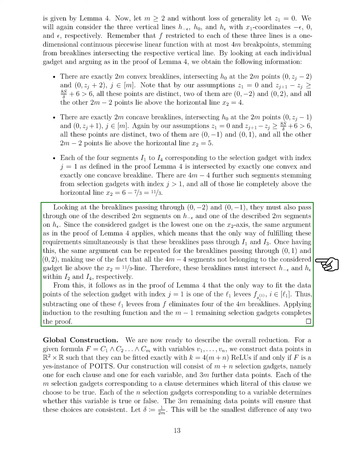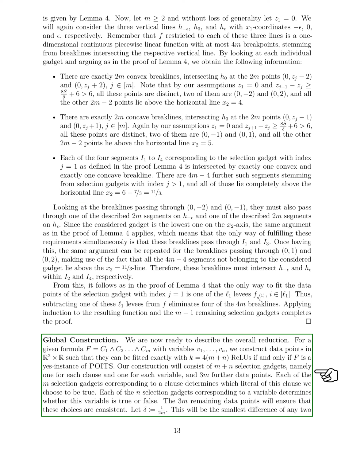Section. Global construction. We're now prepared to explain our comprehensive reduction process. Given a formula f, which is a conjunction of clauses C1, C2, up to Cm, with variables v1, v2, up to vn, we create data points in a three-dimensional space, R² x R, that can be perfectly fitted with 4 times the sum of m and n ReLUs. This is possible if and only if f is a yes instance of the problem. Our construction will include selection gadgets for each clause and variable, and additional data points to ensure consistency.